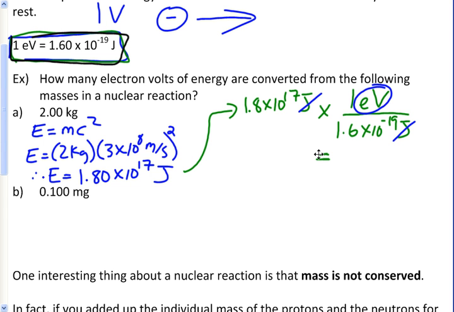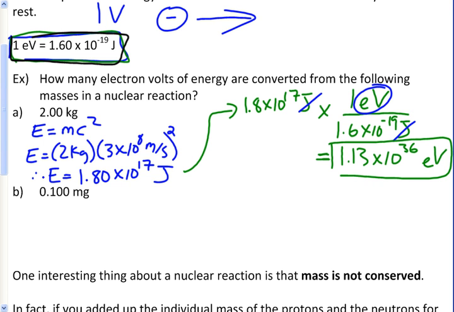No, we should have a very, very big number. So remember that we're dividing here, right? So 1.13 times 10 to the 36 electron volts is what we should be getting. So just for the record, I knew that it was going to be a big number because I am dividing by a very, very small number.